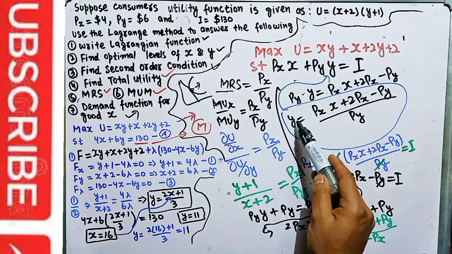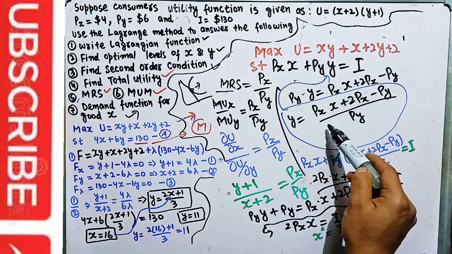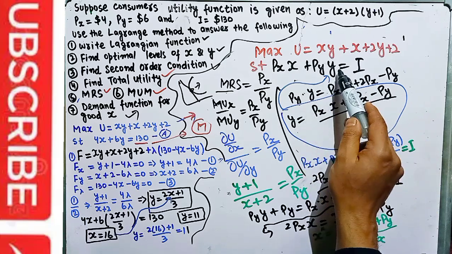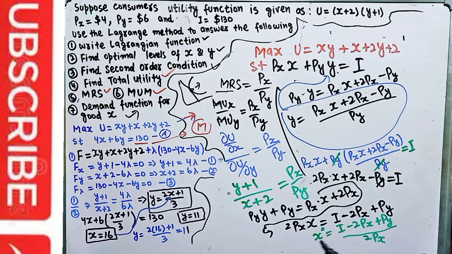When we solved it for y, we got the value of y as this stuff. Then we plugged the value of y back into the budget constraint here to find the demand function for good x.